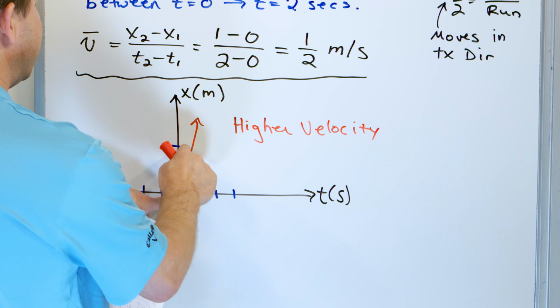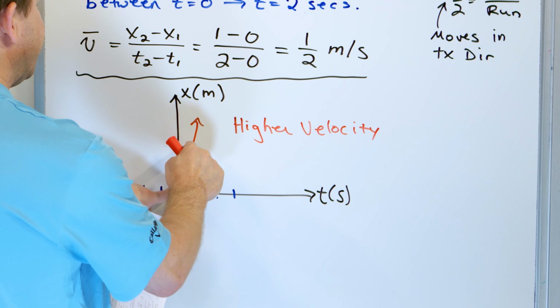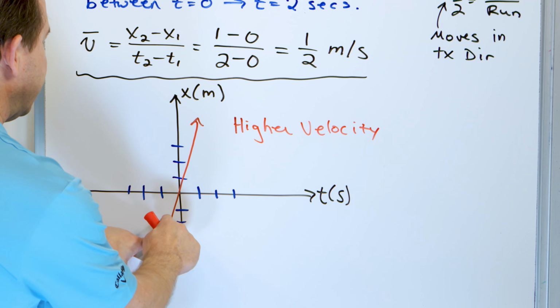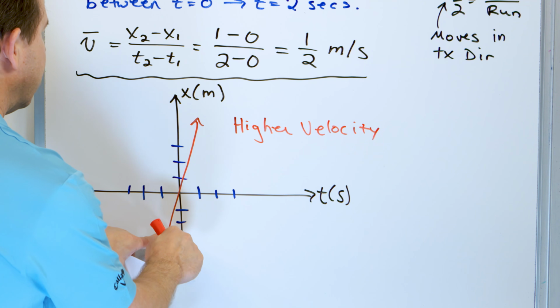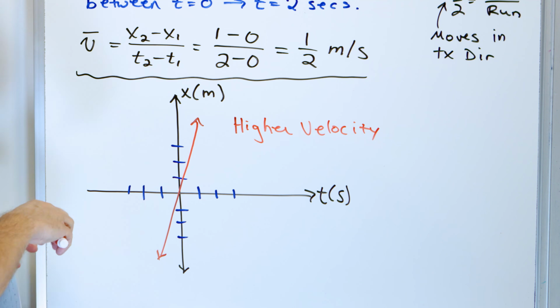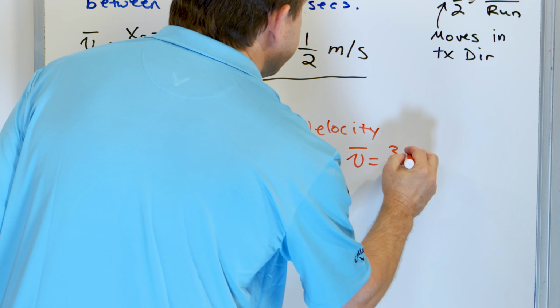That was kind of an accident, to make it nice like this. In the first second, it went up 3 meters, right? From down here, if you look at this second, it went up 1, 2, 3 meters as well. So it appears, even though I just accidentally drew it this way, the average velocity here is 3 meters per second.